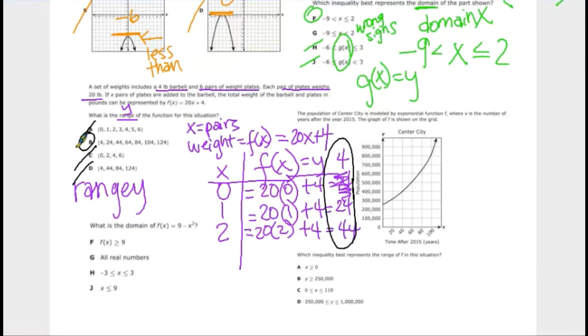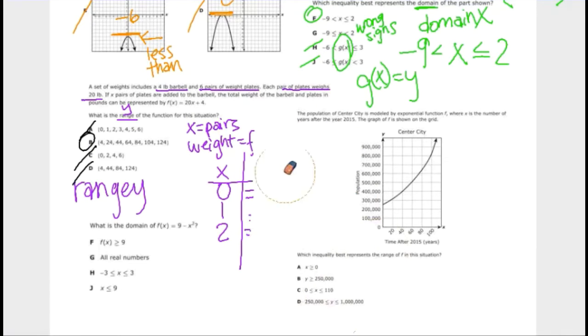All right. Now I know it got kind of messy, so I'm going to erase some of this real quick so we can get it nice and clean. Okay, we're looking at this problem on the bottom right. It says the population of Center City is modeled by exponential function f, where x is the number of years after the year 2015. The graph of f is shown on the grid. Which inequality best represents the range of f in the situation?